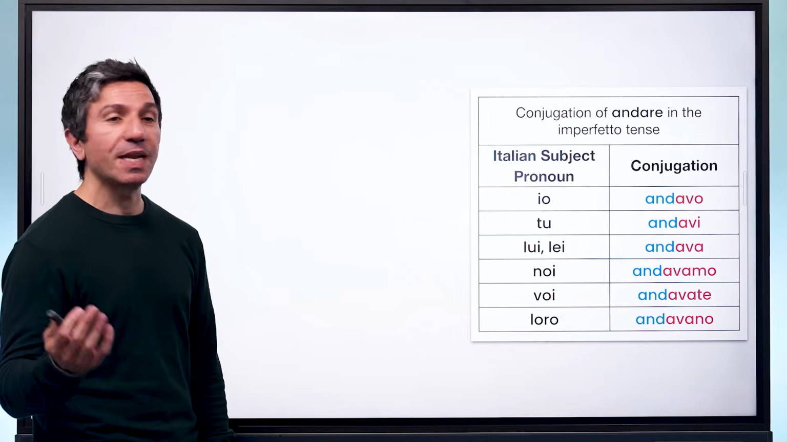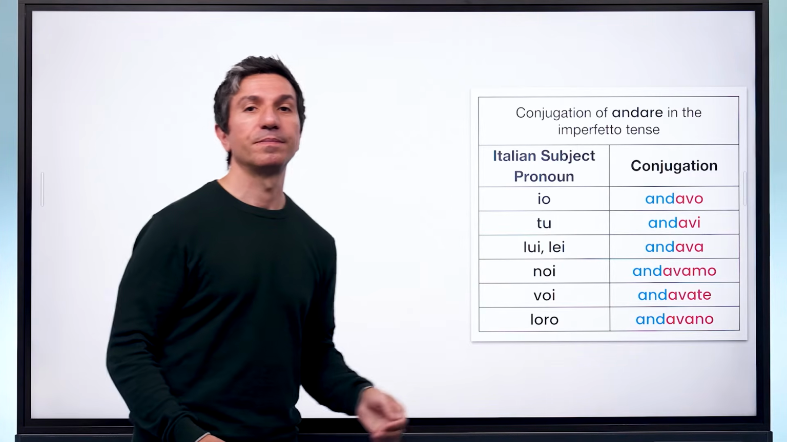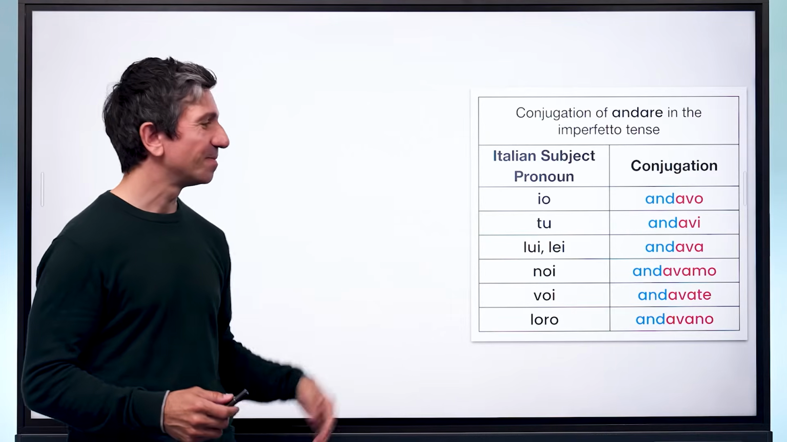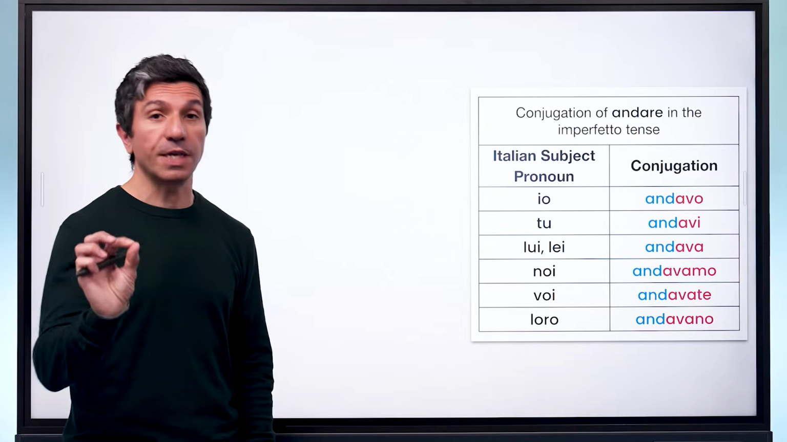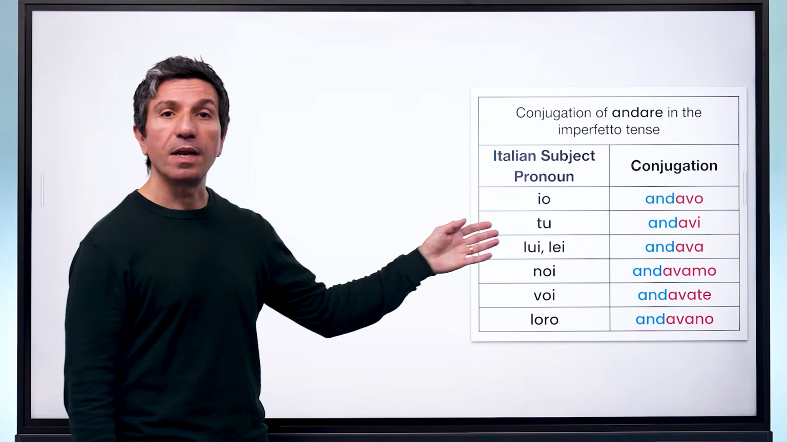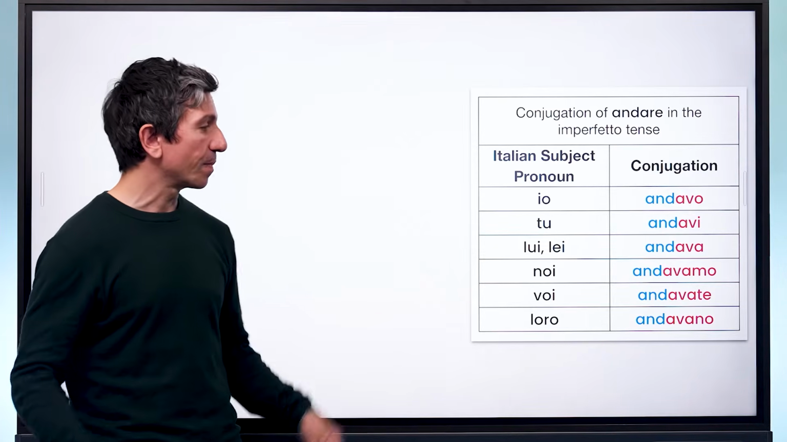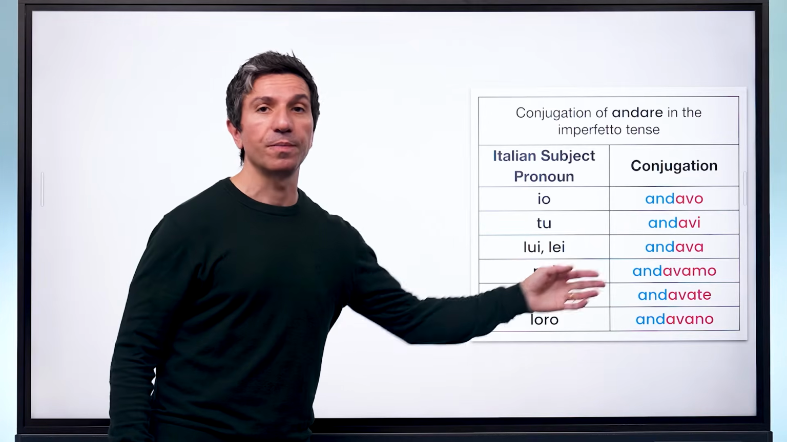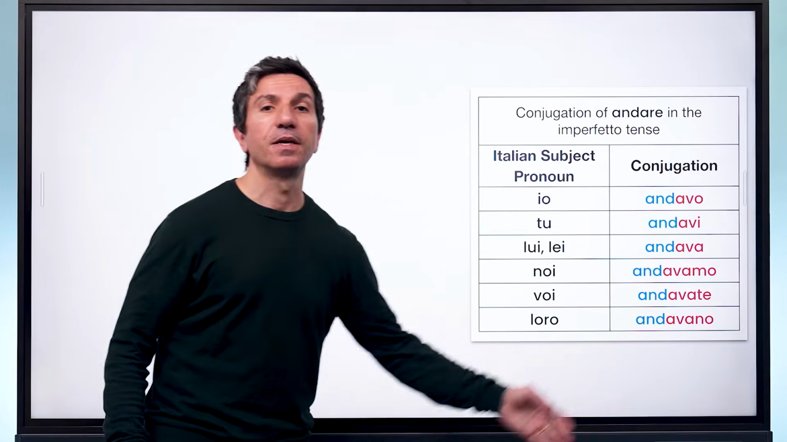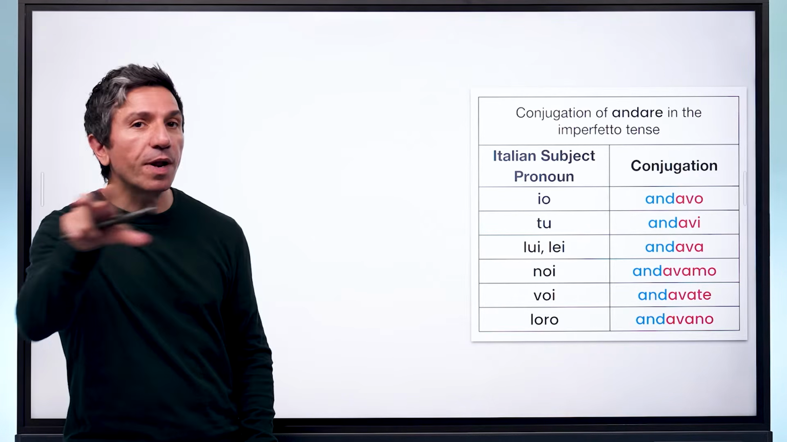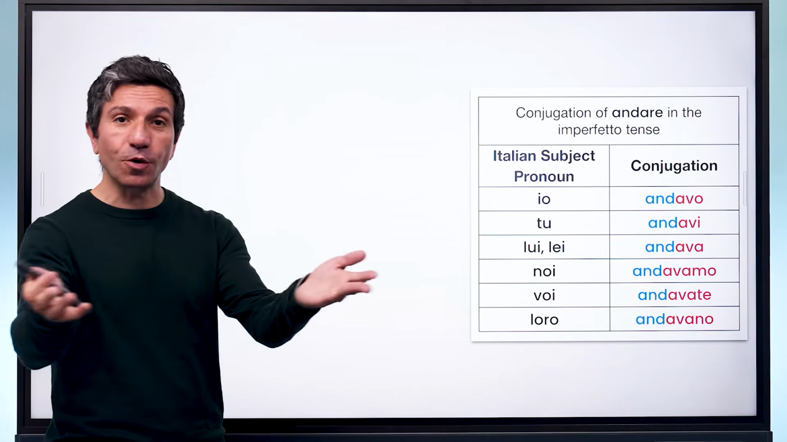For other verbs like andare, to go, io andavo, I used to go. Tu andavi, you used to go, singular. Lui, lei, andava. He, she used to go. Noi andavamo. We used to go. Voi andavate. You used to go, plural. Loro andavano. They used to go.